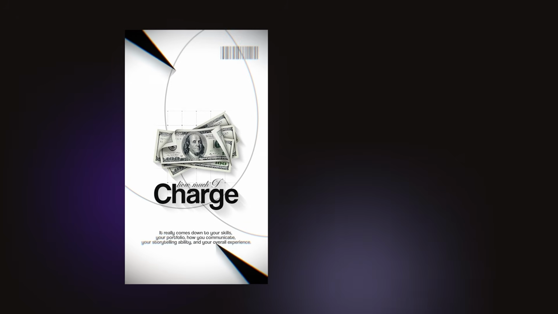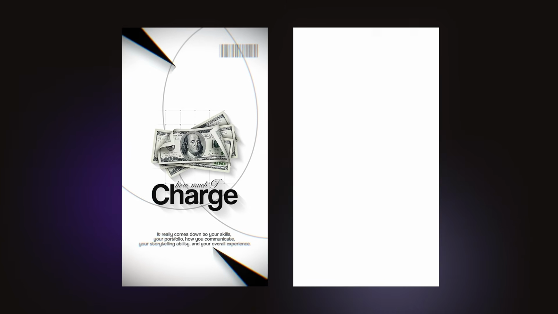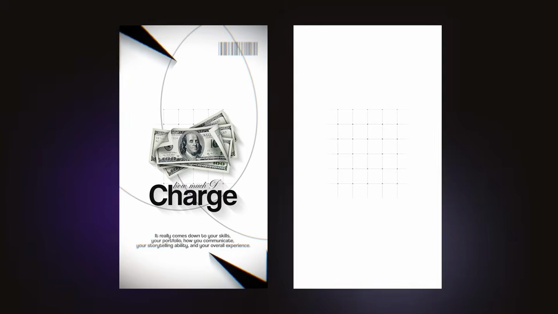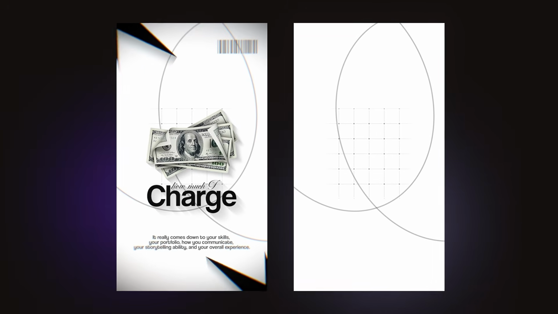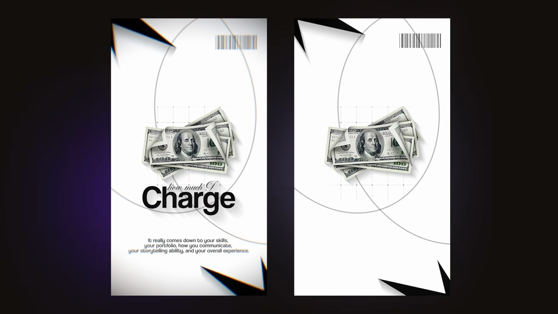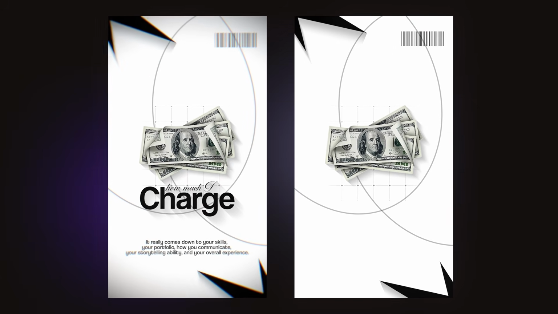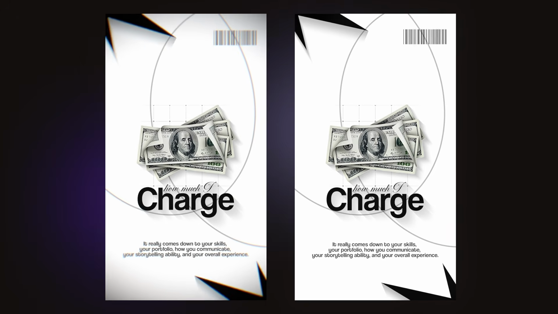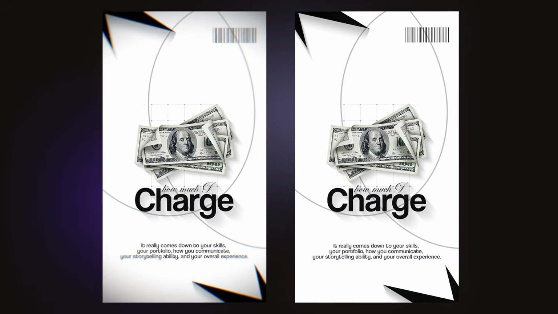Okay, Scene 1. Looking at the final result, we have a clean white background with a grid overlay, 2 overlapping oval line shapes, black star decorations in the corners, a barcode PNG in the top right, a dollar bill PNG in the center, and bold text below it. Very editorial, very sharp. Let's build it.